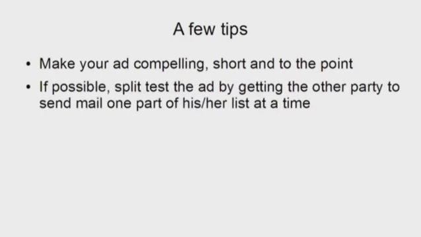If possible, you should split test the ad by getting the other party to send the email to one part of his or her list at a time. Now, not everyone can do this. It all depends on what type of autoresponder software they're running or what autoresponder service they're using. But if they can just send it to one part of their list at a time, and you can gauge how effective this ad is, you can tweak it, rewrite it, test it, and then roll it out to the entire list, and you know you're going to get the maximum response.